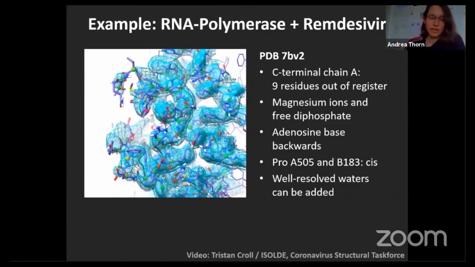This structure also contains a number of wrong magnesium ions and free diisophosphate that we think there's no experimental evidence for. And adenosine had been modeled backwards. There were 2 prolines which ought to be cis and a few waters missing. So we added all of these and offered the structure back to the original authors as a corrected structure to deposit. And they luckily, I think, reversioned their file. So this is what we do.